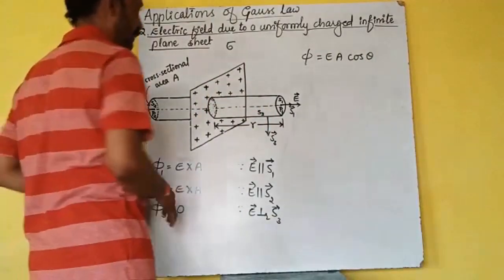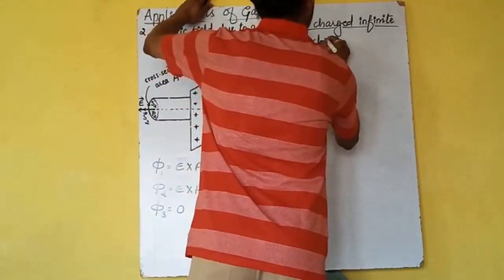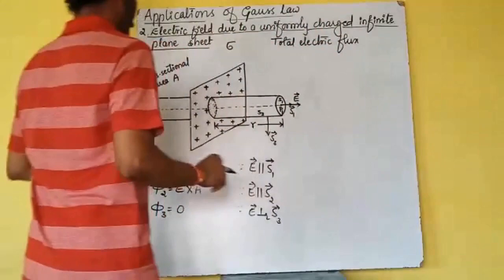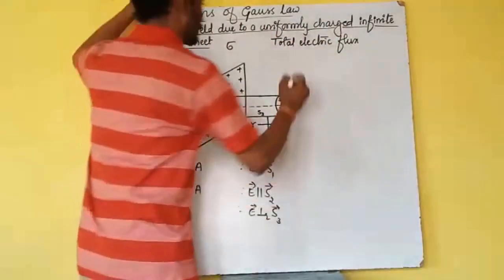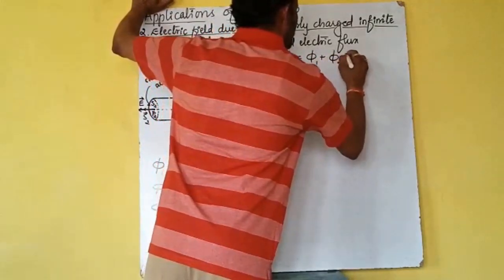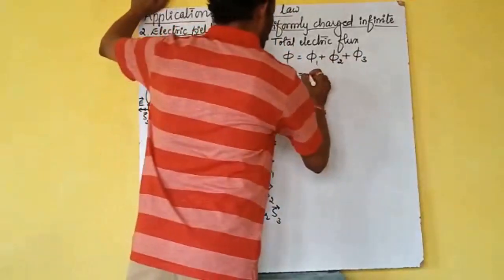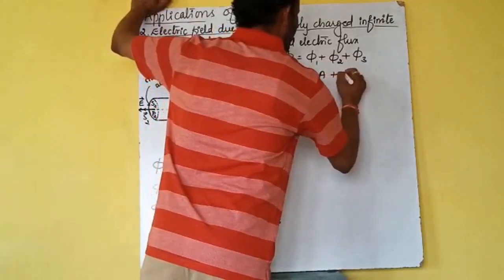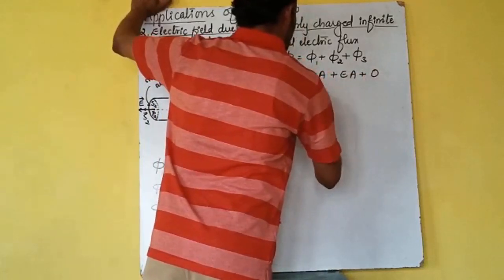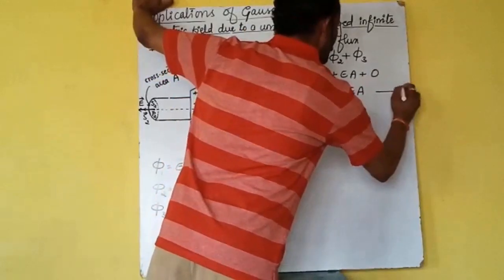Now, the total electric flux through the cylindrical Gaussian surface is phi equals phi 1 plus phi 2 plus phi 3. Substitute values. Phi 1 equals E into A, plus phi 2 equals E into A, plus phi 3 equals 0. So here phi is equal to 2 E into A. Take it as equation number 1.